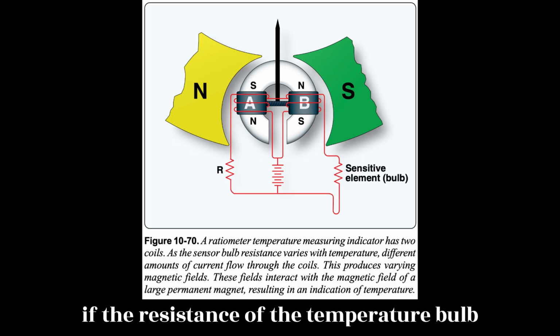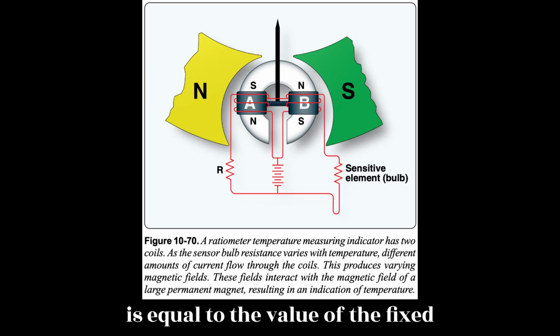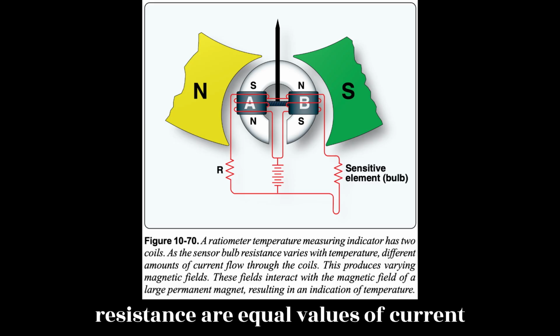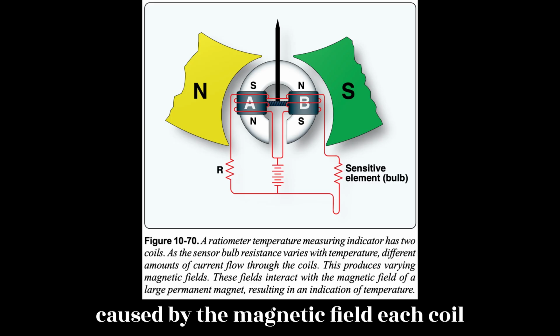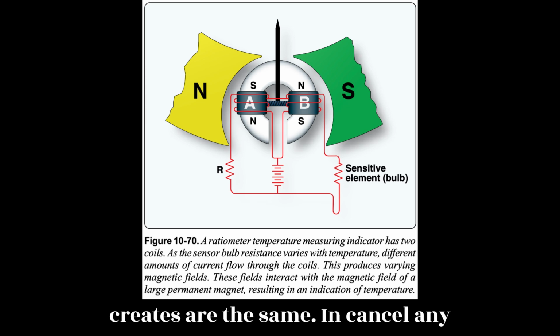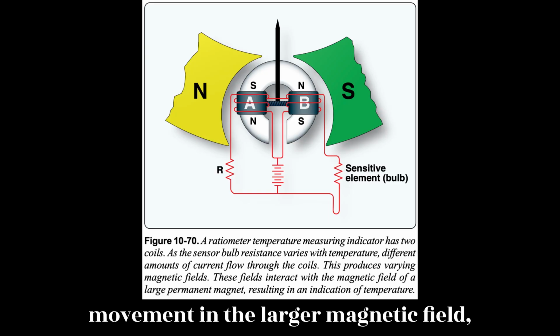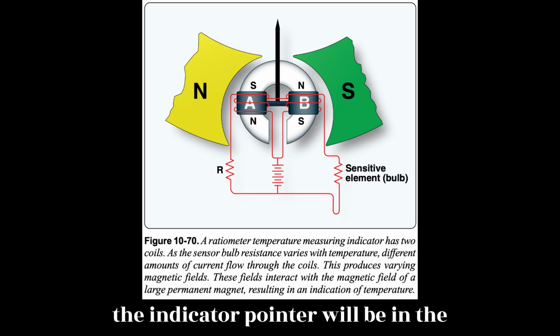For example, if the resistance of the temperature bulb is equal to the value of the fixed resistance, equal values of current flow through the coils. The torques, caused by the magnetic field each coil creates, are the same and cancel any movement in the larger magnetic field. The indicator pointer will be in the vertical position.